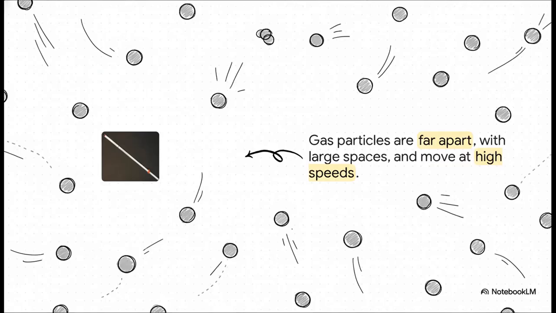And the reason for this behavior is very clear when you look at the particles. They are extremely far apart from each other. The space between them is huge, and the force of attraction is almost zero, negligible. This freedom allows them to move randomly and at very, very high speeds in all directions.